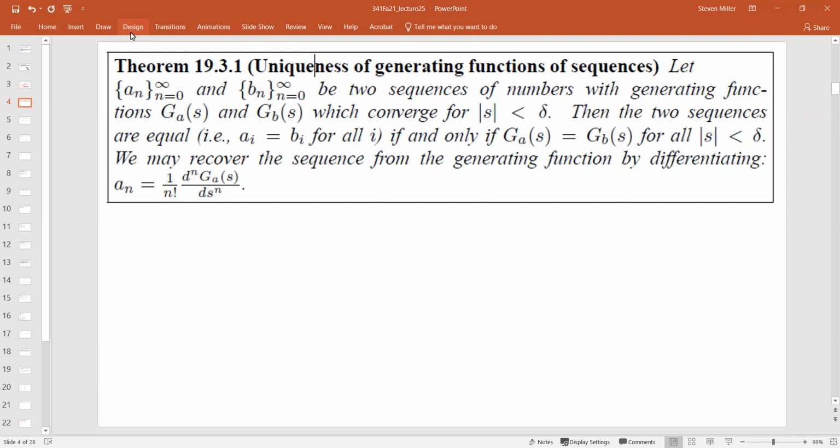One of the 2 directions is trivial. Which direction is trivial? Yeah, if a_i equals b_i for all i, then clearly the generating functions are the same. There's really no content in that direction. The other direction, that's the real content. If the generating functions are the same, then that means that the functions themselves have to be the same. And one way we could do this is we could do it term by term.